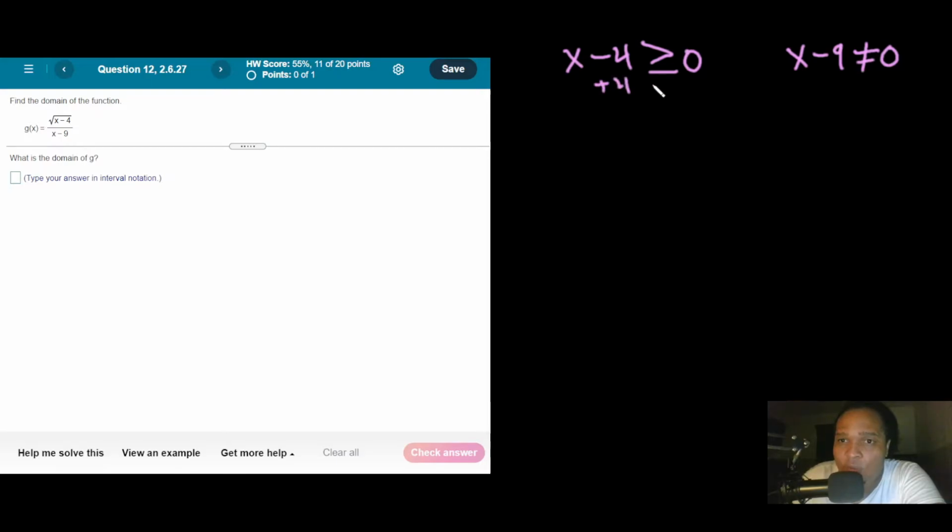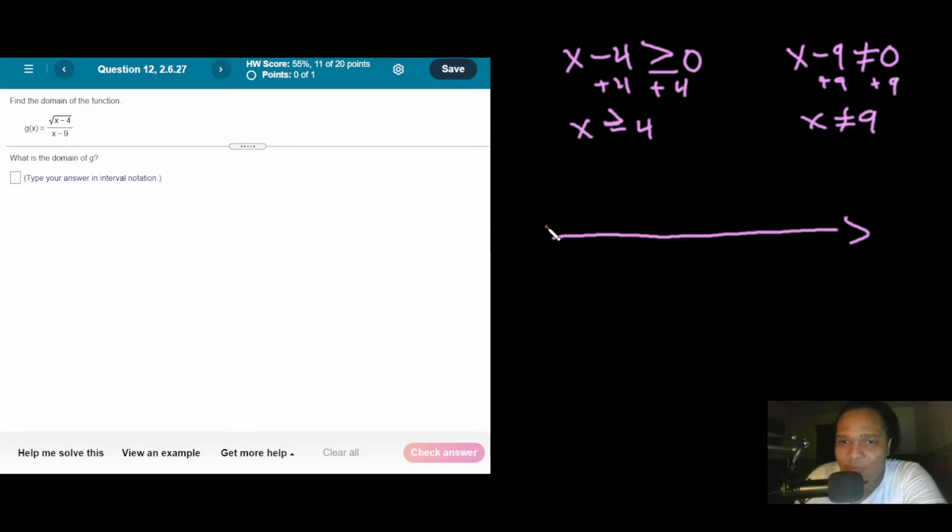So add 4. We get x is greater than or equal to 4. Over here, add 9. We get x cannot be equal to positive 9. So how are we going to put this on a number line? I'll show you. Okay, put your key players down. We have a 4 somewhere here. We have a 9 somewhere over here. And remember, we only use the graph as an aid, and you never know when they might ask you to graph it again.